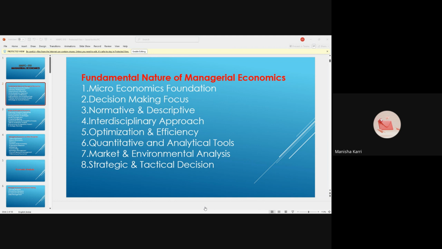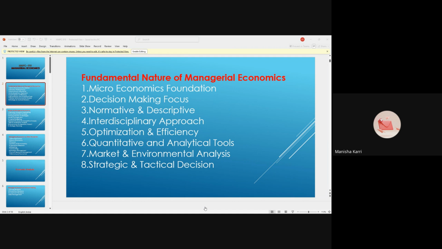And coming to normative and descriptive, what does this mean? Managerial economics is involved with both. Normative means what should be, and descriptive means what is. Generally, it provides normative guidelines for optimal decision making and also describes actual business practices and market behaviors. This is normative and descriptive.